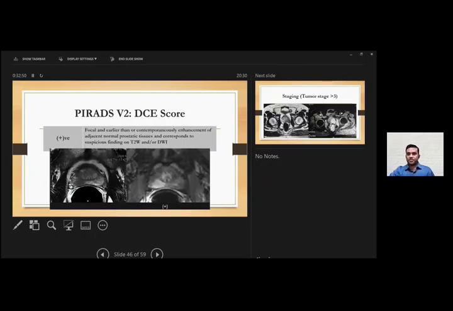However, if that lesion, as in this case, in the peripheral zone, we have localized a lesion which shows early contrast enhancement on DCE, then this is a DCE positive lesion. And the importance comes when a DWI 3 lesion shows contrast enhancement, then we have to upstage the lesion.